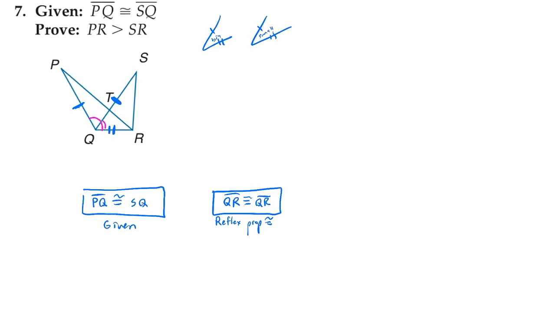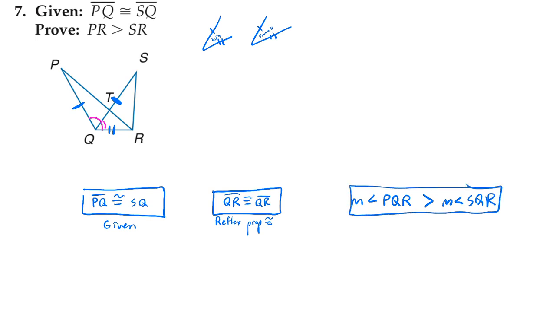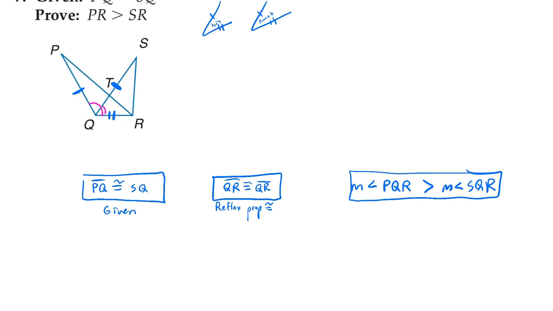Because if, and I'm just going to pencil this in since we don't really have it yet, we could get that the measure of angle PQR is bigger than the measure of angle SQR, right? Like if we could get this for whatever reason, well then that means we have two congruent sides and a bigger angle in between, and two congruent sides and a smaller angle in between. So then that would mean the big angle opening up to PR makes a bigger side than the small angle opening up to SR, right?